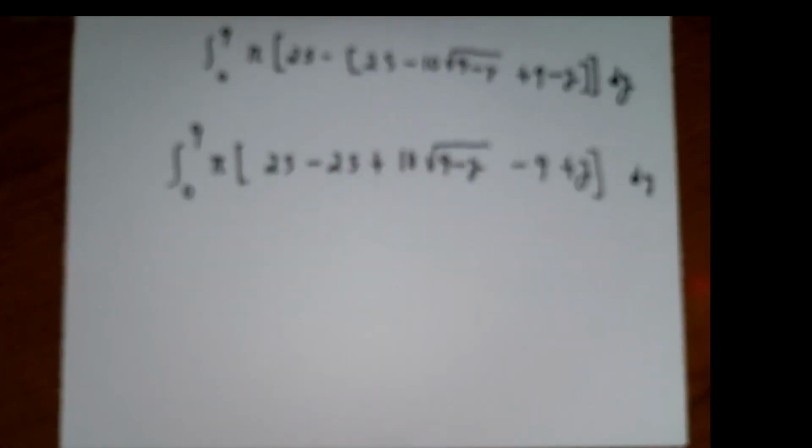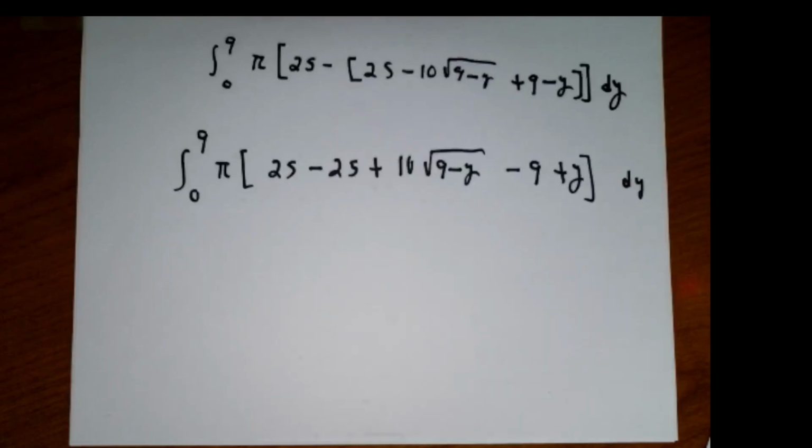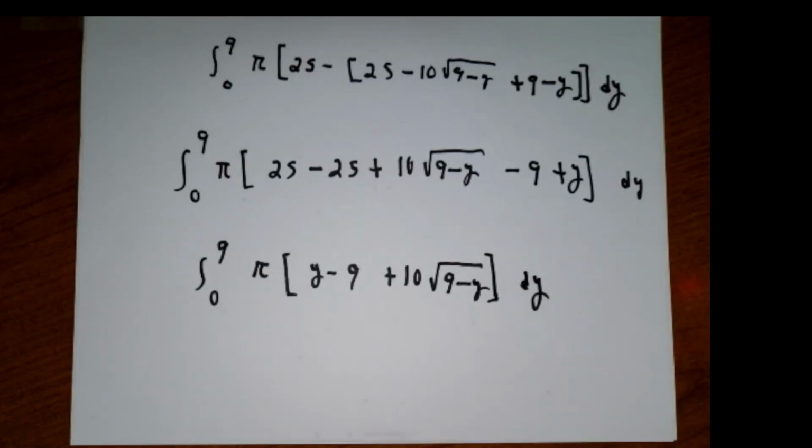There is some good news. The 25s cancel out. That's it. That's the good news. This isn't, though, really as bad as it looks at first. If y is the variable, an antiderivative for y minus 9 will be easy enough to get. The only other issue is an antiderivative of 10 radical 9 minus y.